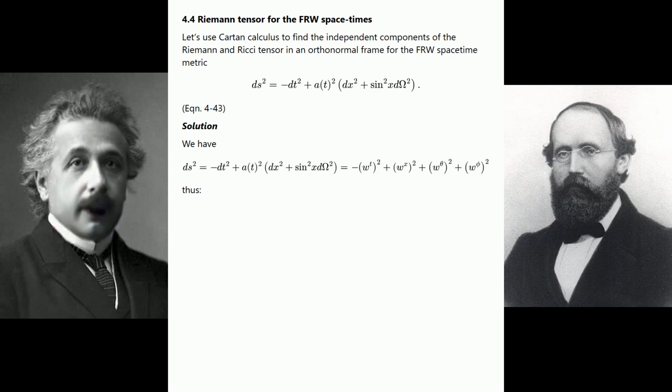4.4 Riemann tensor for the FRW spacetimes. Let's use Cartan calculus to find the independent components of the Riemann and Ricci tensor in an orthonormal frame for the FRW spacetime metric, equation 4-43. Solution: we have the next equation.